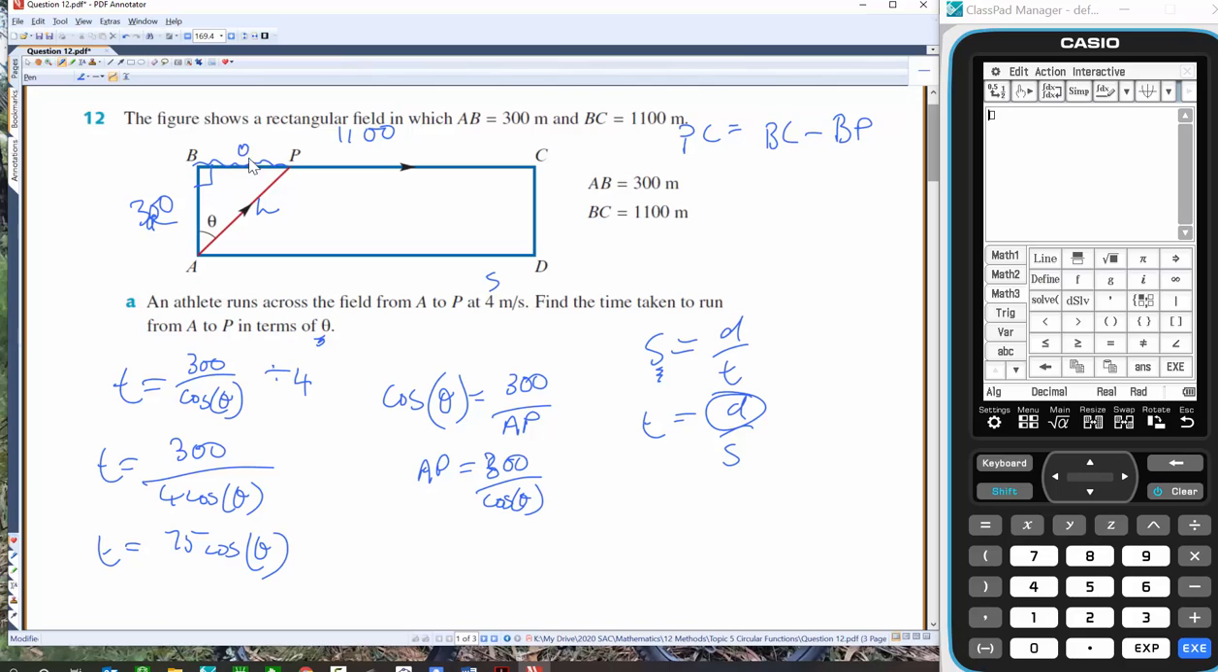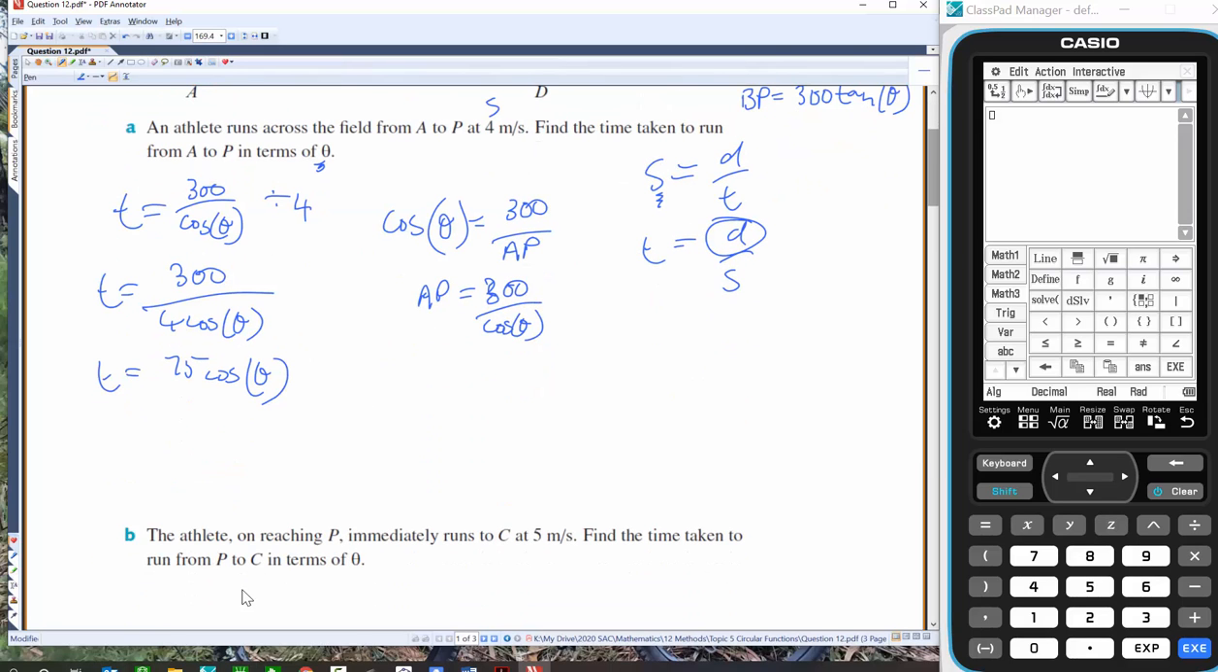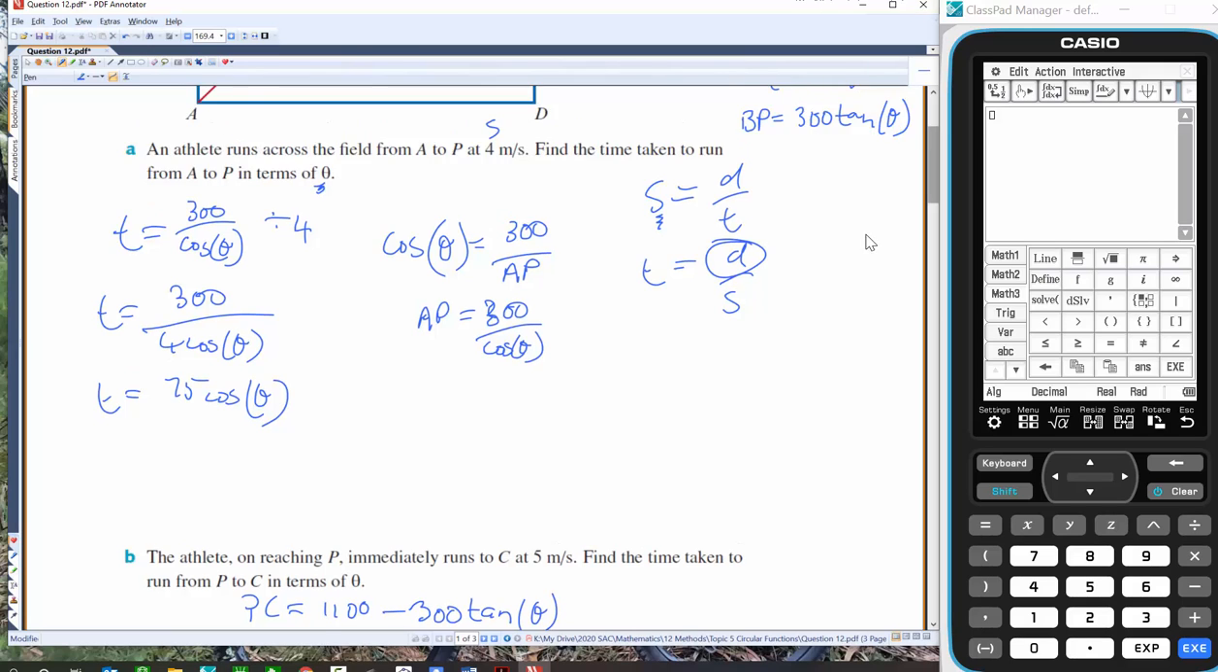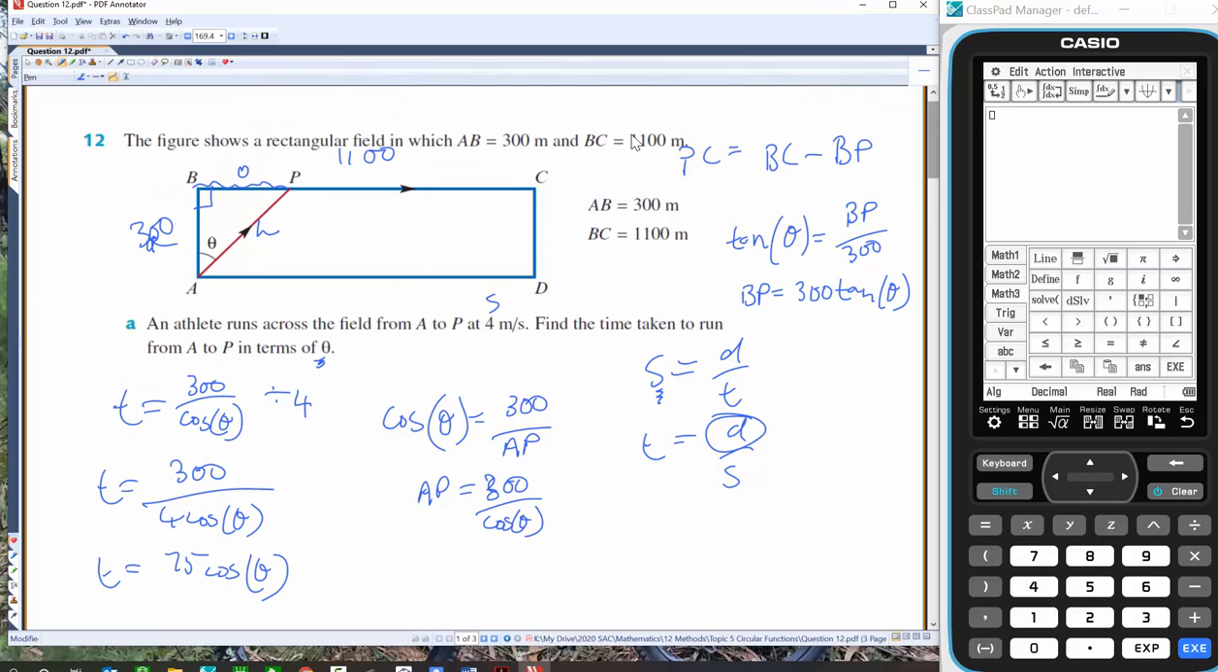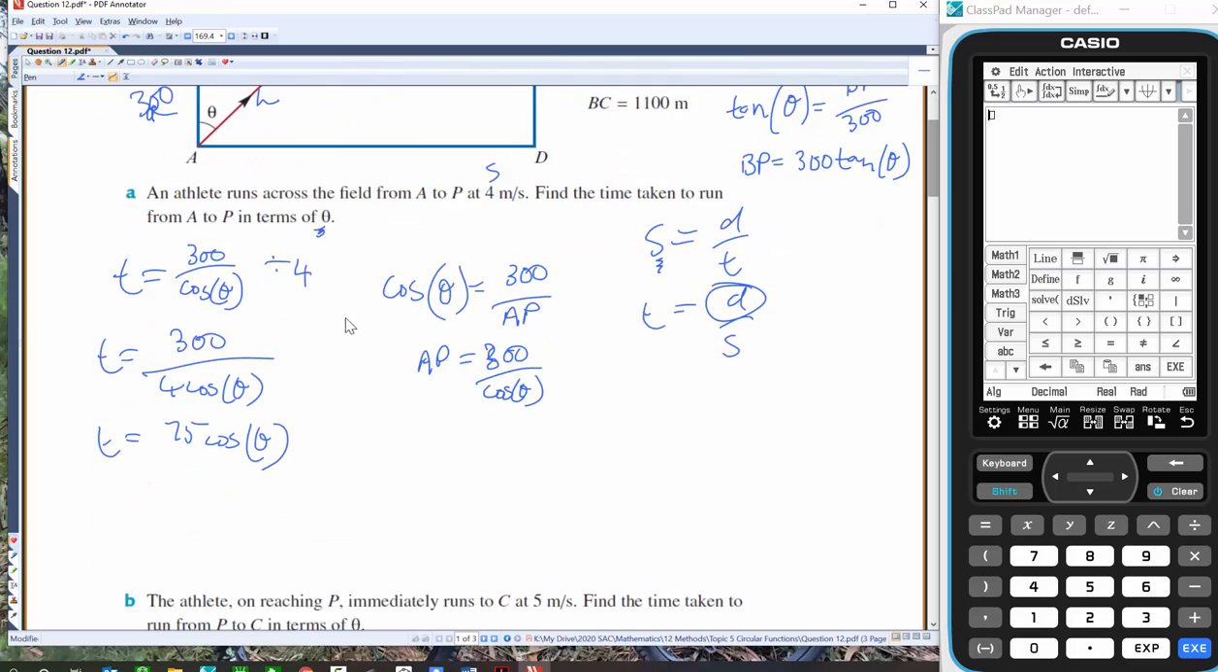Okay, so how do we get this distance here? Again, it's some trig. O over A, that's tan. So tan theta equals the opposite, or BP, over 300. Therefore, BP is equal to 300 tan theta. And so the final formula for PC is going to be 1100 take away 300 tan theta. So it's distance BC, the length of that line, remove this distance here, will give us the distance.